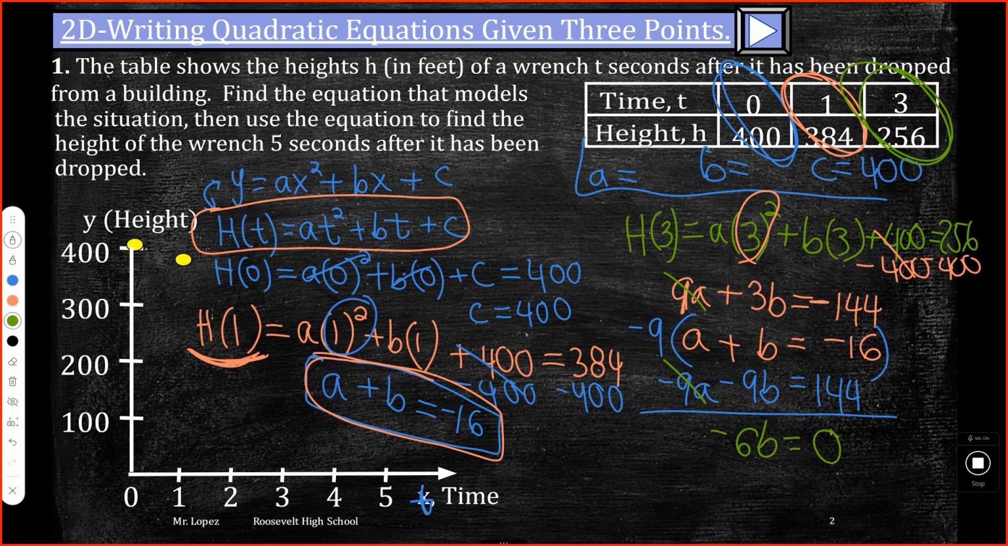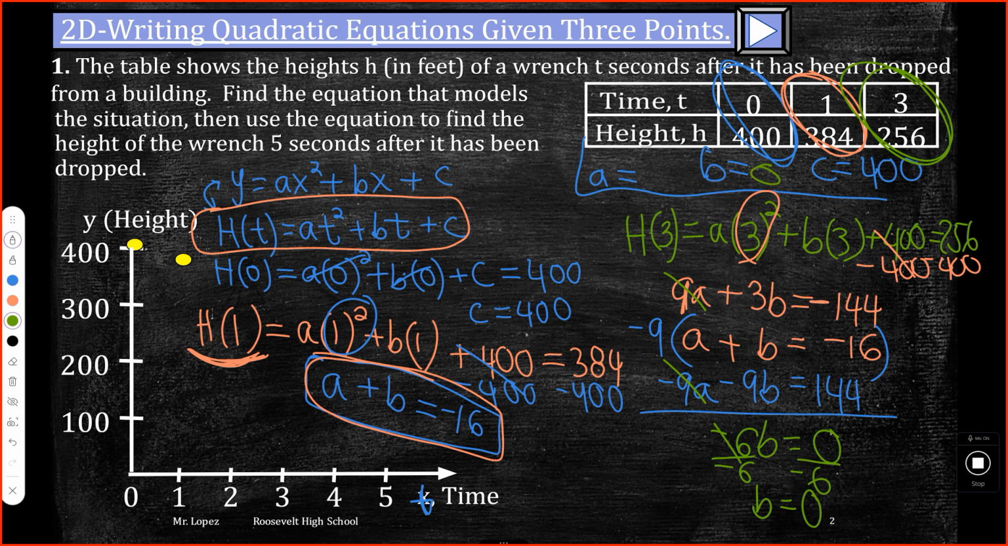Yeah. Then how do I get the B by itself? Divide both sides by what? Negative 6. And so B is going to equal what? What's 0 divided by negative 6? Put it in the calculator if you don't know. It's 0. So I found B is equal to 0.